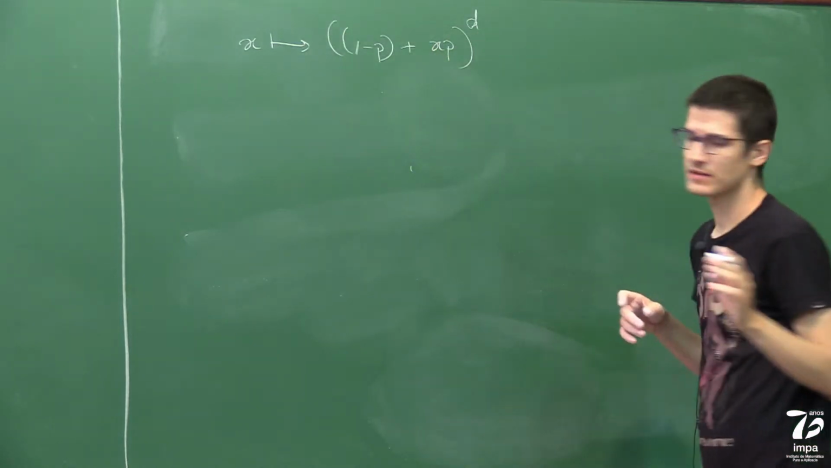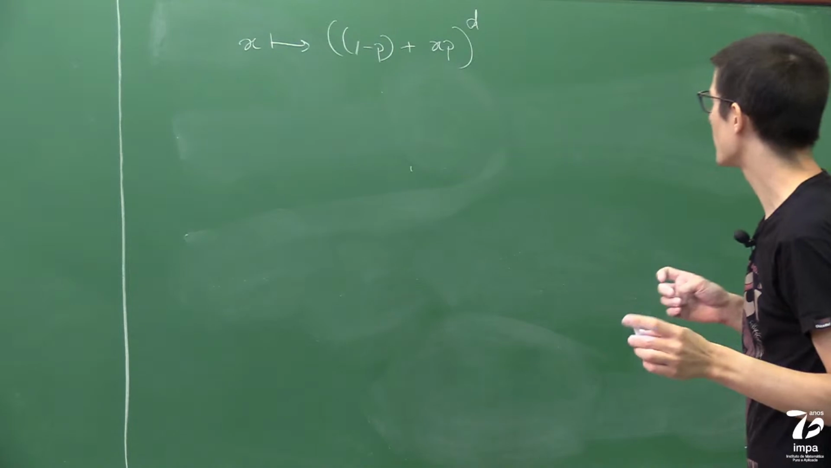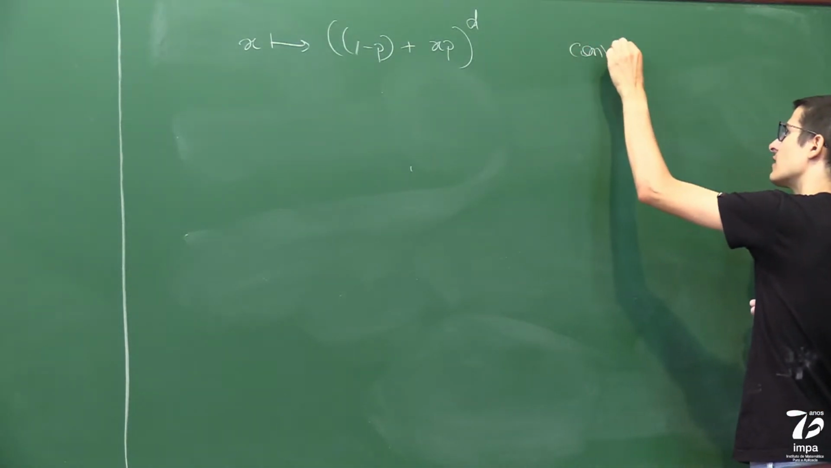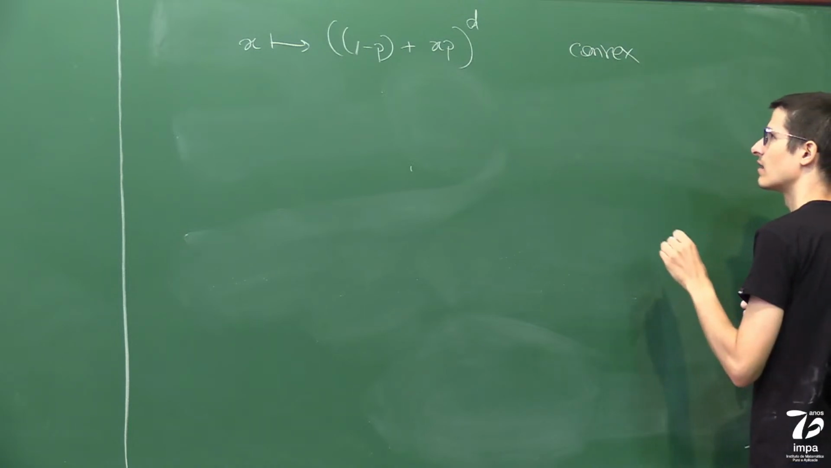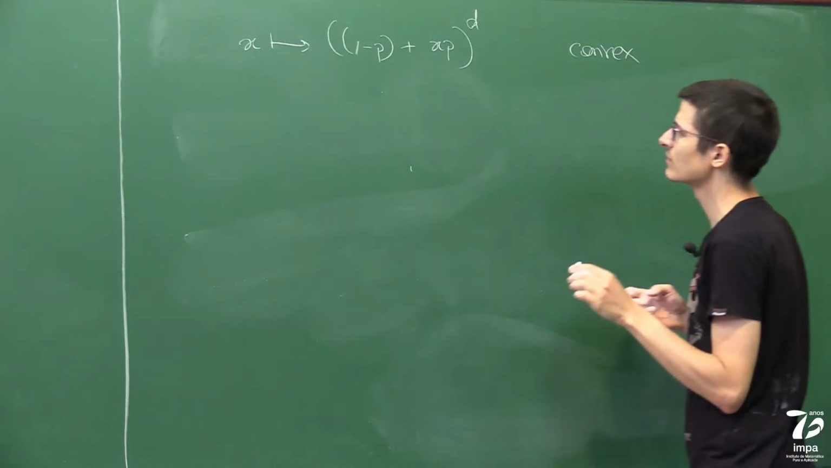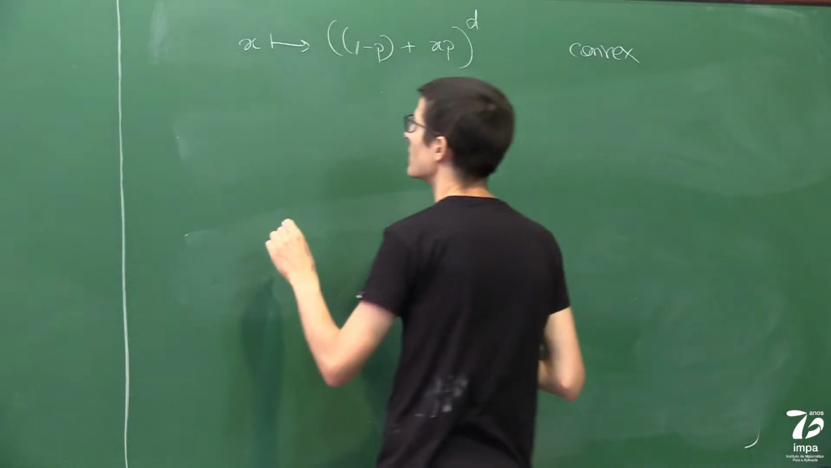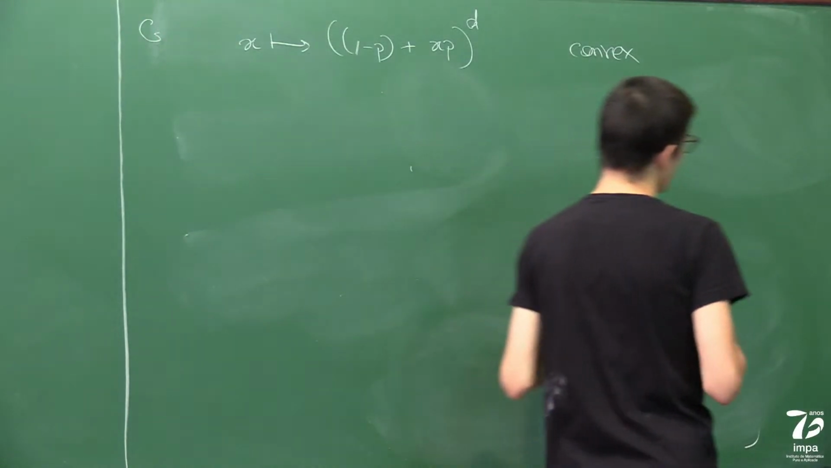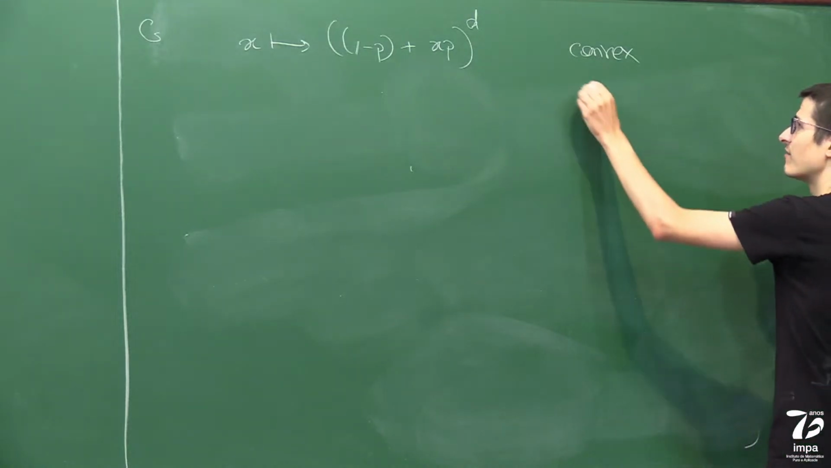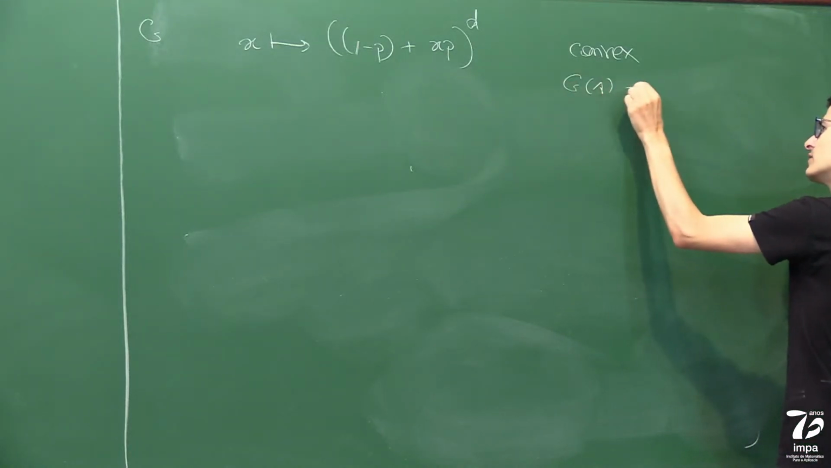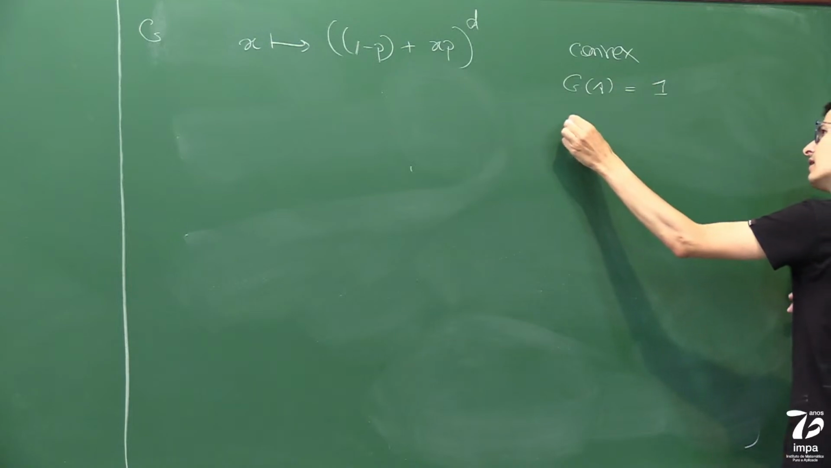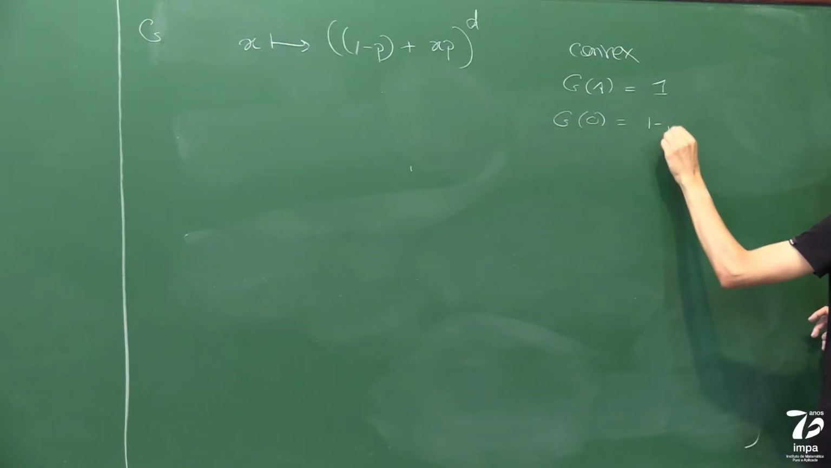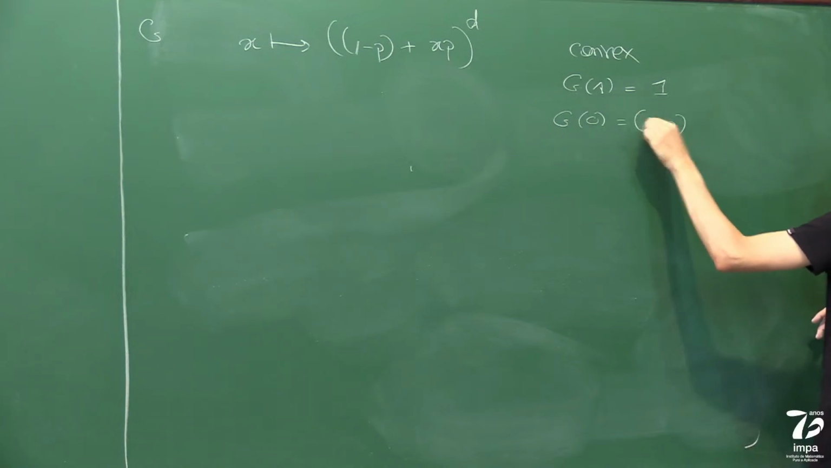So if I look at this function, the first thing is that it's convex. Maybe I should give it a name. I don't know, G. So it's convex. I have G of 1, which is equal to 1. I have G of 0, which is equal to 1 minus P to the D.